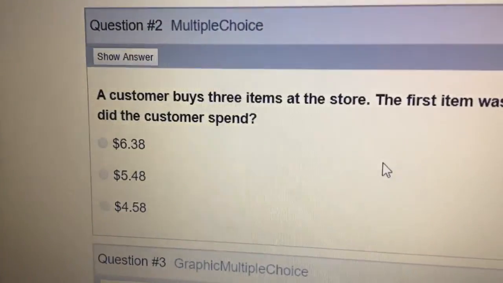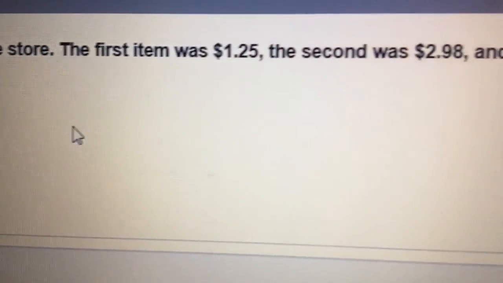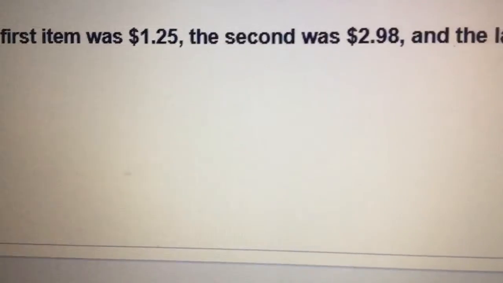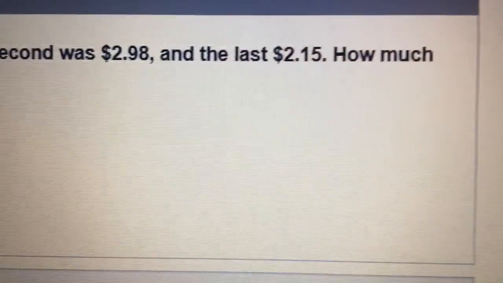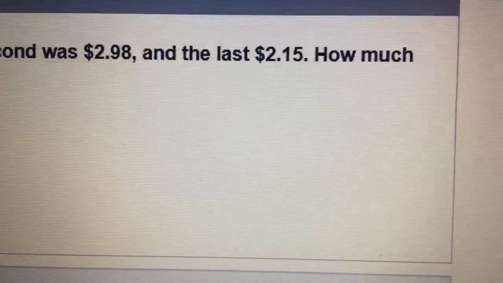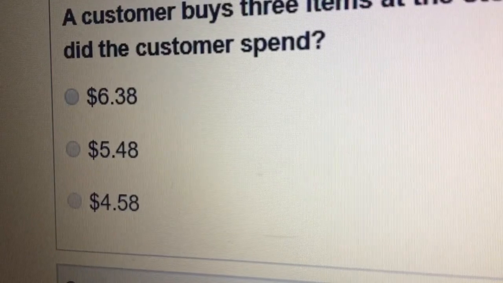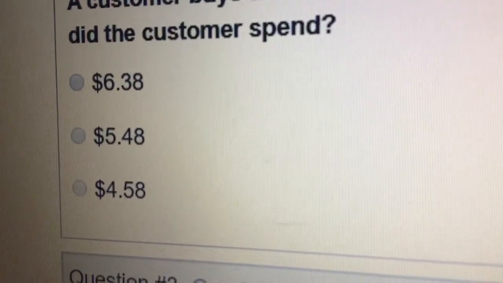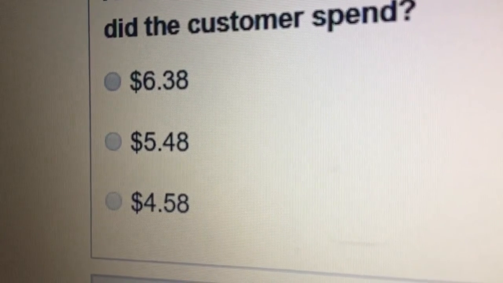Question number 2. A customer buys 3 items at the store. The first item was $1.25. The second item was $2.98. And the last item was $2.15. How much did the customer spend in all? $6.38, $5.48, or $4.58? Even harder one.